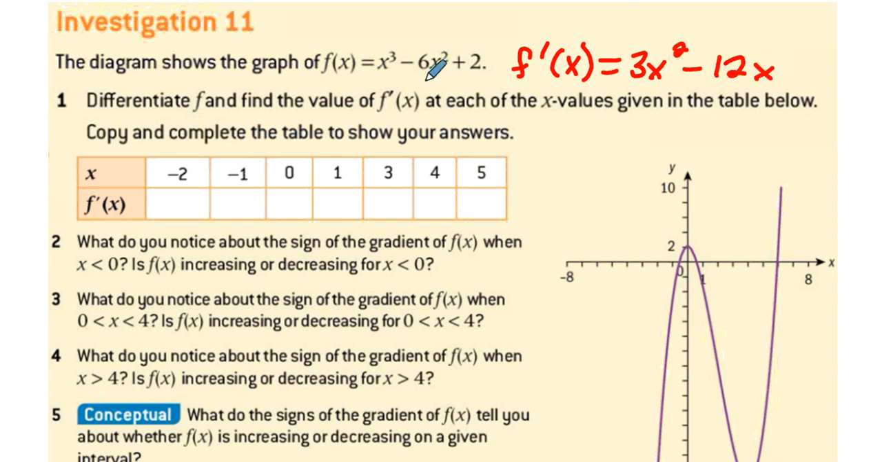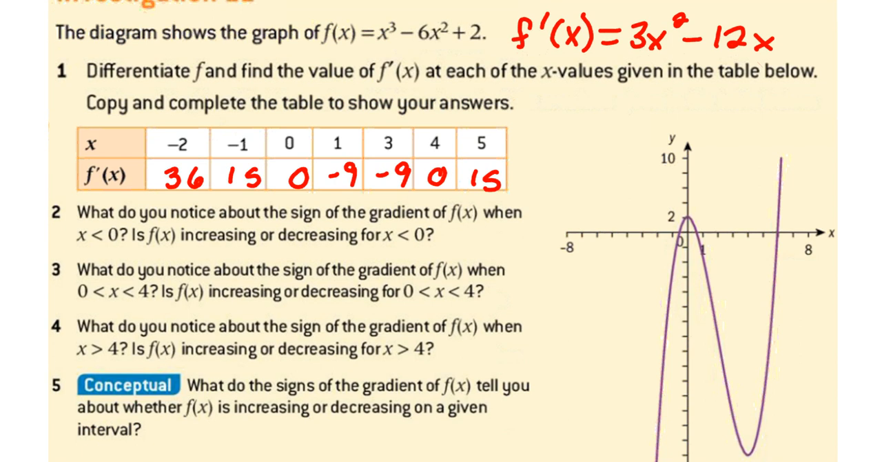So now what you guys are going to do is from here, I want you to find the value for f prime of x at each of these values. So now go ahead and substitute each of those x values into your derivative function and get your outputs. What do you notice about the sign of the gradient? Because that's what we just calculated here. We found the gradients at all of those individual x values.